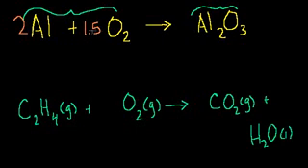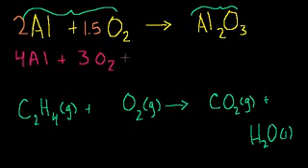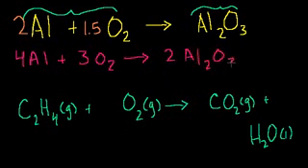Well, no, you can't have half an atom or 1.5 of an atom. That's not cool. So what you do is you just multiply this so that you end up with whole numbers. So let's just multiply both sides of this whole equation by 2. And we have 4 aluminums plus 3 oxygens yields, we multiplied everything by 2, 2 molecules of aluminum oxide.